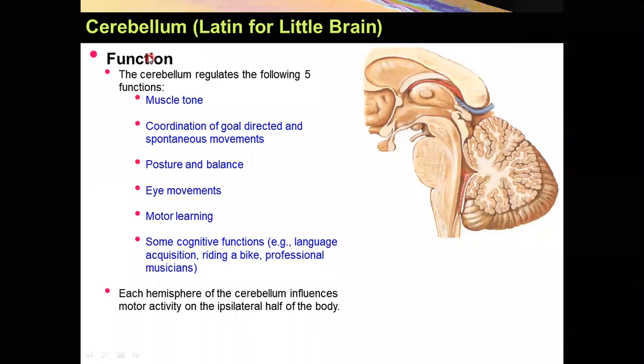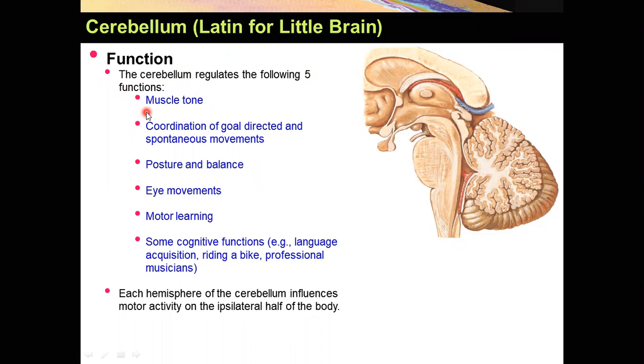Today, we're gonna talk about the cerebellum, the little brain. The little brain is part of the hindbrain, or the rhombencephalon. The functions of the cerebellum include the following five main functions.